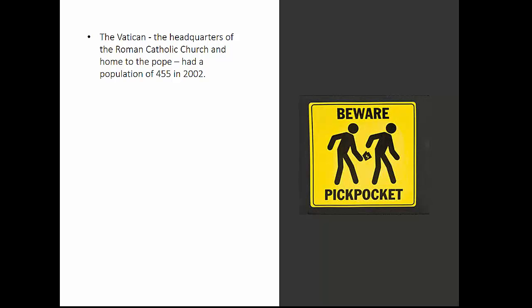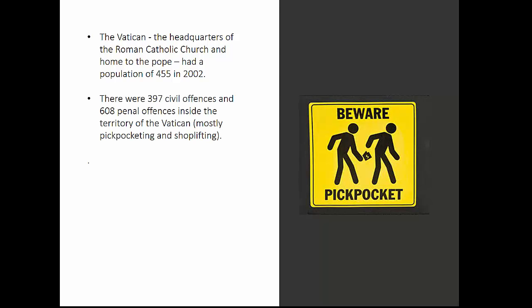Crime rate is calculated as the number of criminal offenses that occur in a country, divided by the number of people that live in that country. Well, in the Vatican, there are only 455 people living there. So the population is very small. At the same time, we have a lot of offenses. We have tourists coming in. Most of the time it's pickpocketing or shoplifting. Maybe it's not even that much anyway to begin with. There are maybe 400 civil offenses or 600 penal offenses. When you compare that with Ireland, that's nothing. That's what happens in Ireland in a day. But Ireland has a much larger population to begin with, right?